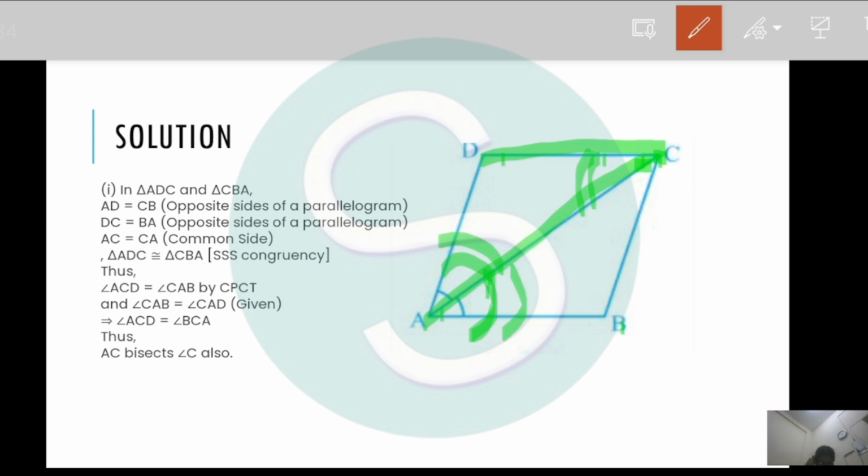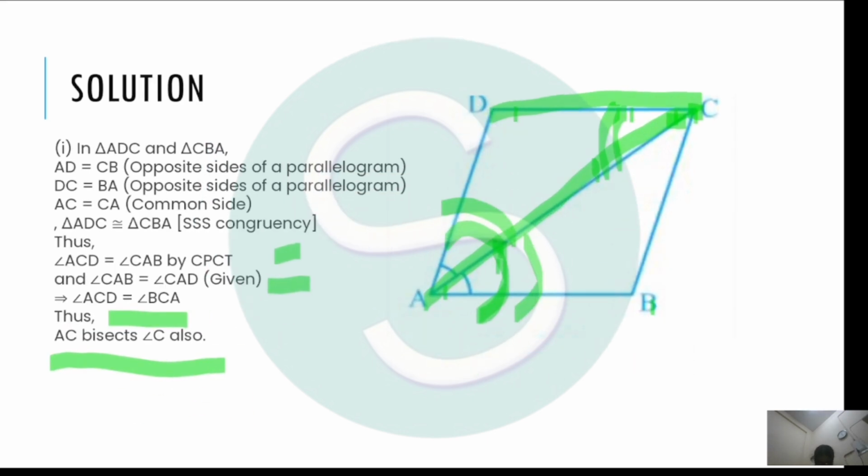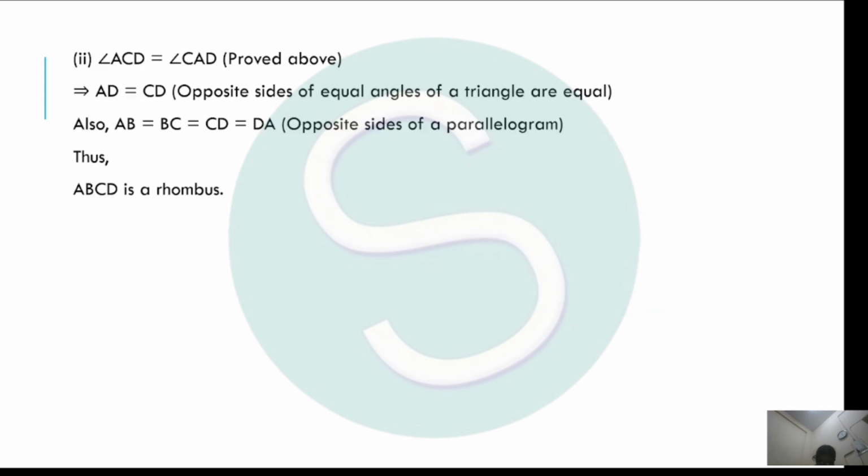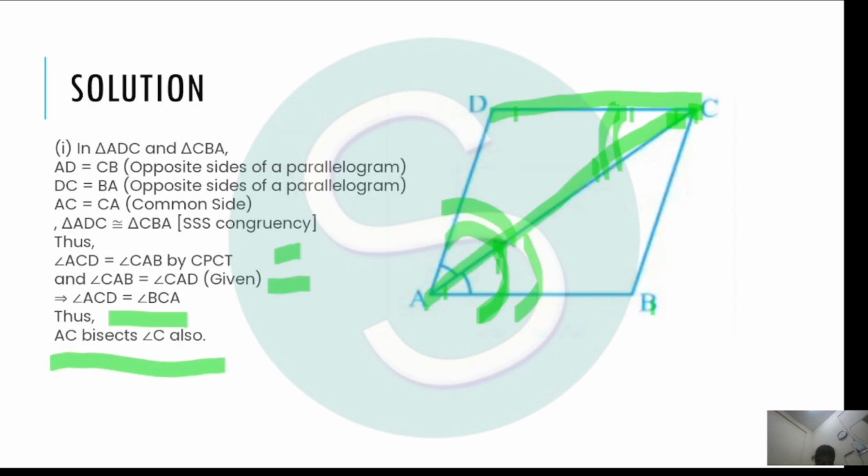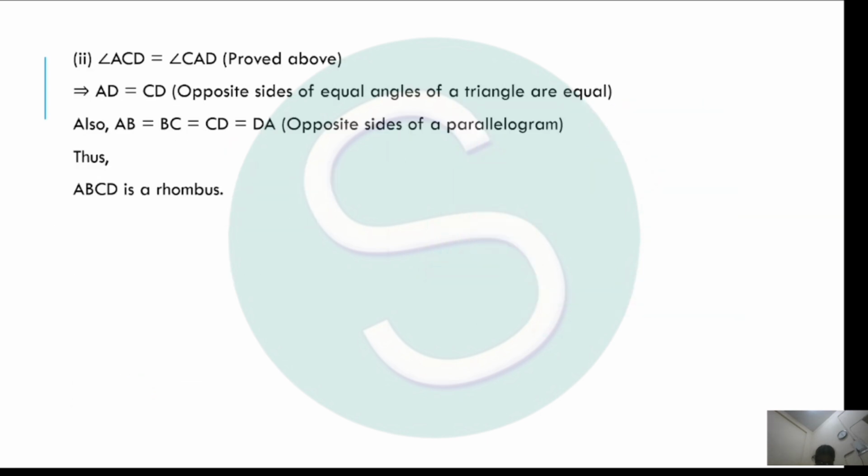So from 1 and 2, like from this equation and this equation, ACD equals to BCA, right? So this implies that AC bisects angle C. So we have proved that AC bisects angle C.